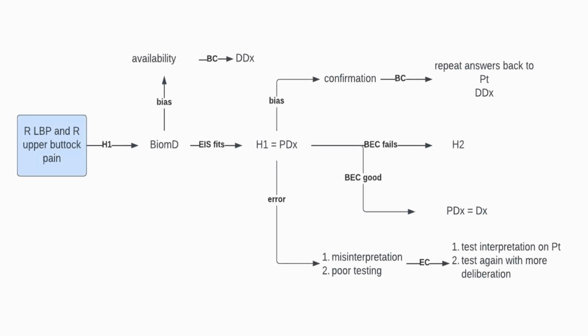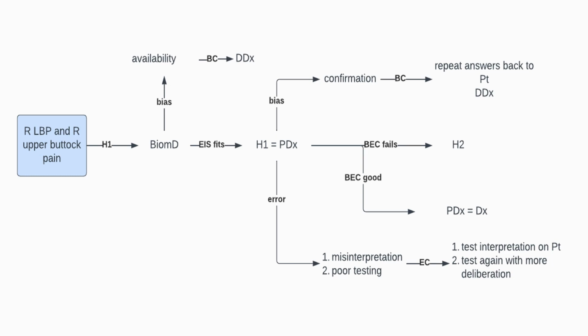Now let's repeat ourselves for low back pain and right upper buttock pain. So let's say that your single hypothesis is biomechanical dysfunction. The bias now is availability bias, and you correct that bias with differential diagnosis after you've made that diagnosis, so not as you go along. The EIS fits, H1 becomes a provisional diagnosis, and on you go. So availability bias is corrected with differential diagnosis.